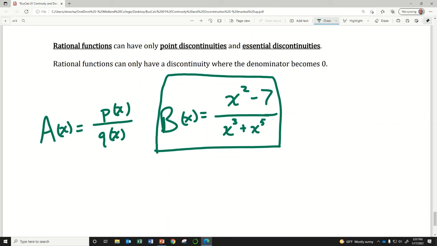Now, rational functions can only have either point discontinuities or essential discontinuities. They can have both, but they cannot have a jump discontinuity and they can't have an oscillating discontinuity. And furthermore, rational functions can only have a discontinuity where the denominator becomes 0. So the zeros of the denominator of a rational function are where your point discontinuities or essential discontinuities are. But for a rational function, you only have to worry about discontinuities when the denominator is 0, and you don't ever have to worry about a jump discontinuity.